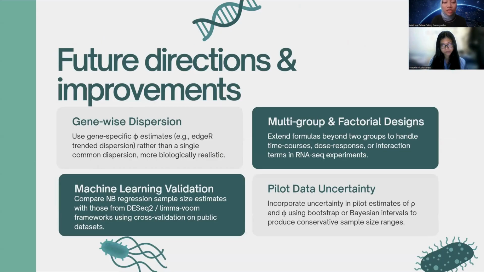For future directions and improvements, we suggest gene-wise dispersion, which uses gene-specific parameter estimates rather than a single common dispersion. Next, we propose machine learning validation, which compares regression sample size estimates with those from the statistical framework using cross-validation on public datasets.